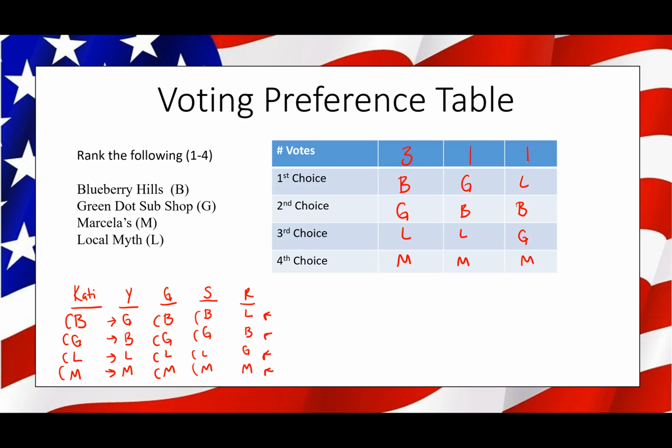So that's a voting preference table, where you're basically saying how many people liked Blueberry Hills first, and then Green Dot second, and then Local Myth third, and then Marcella's fourth. If 3 people put them in that order, then you would put a 3 up here. And similar to these on the right as well, only 1 person voted for this particular preference order. So that's a voting preference table.